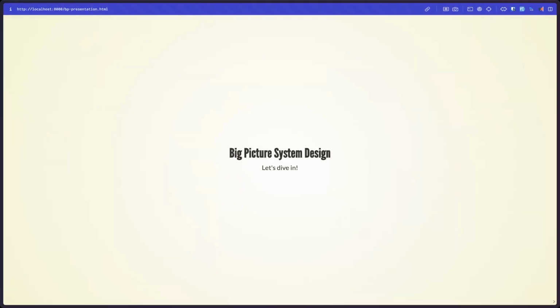All right, everyone, let's talk about the big picture of system design, and this is where we set the stage for everything that follows. So let's dive in.